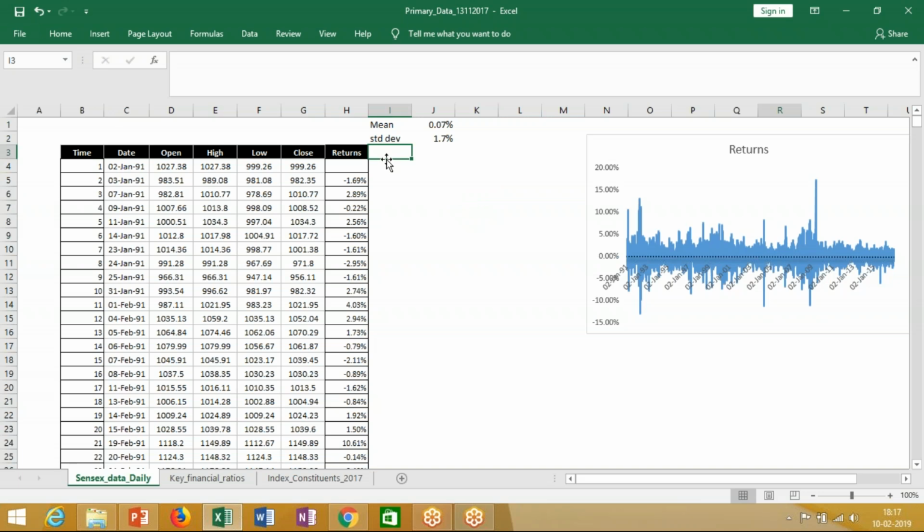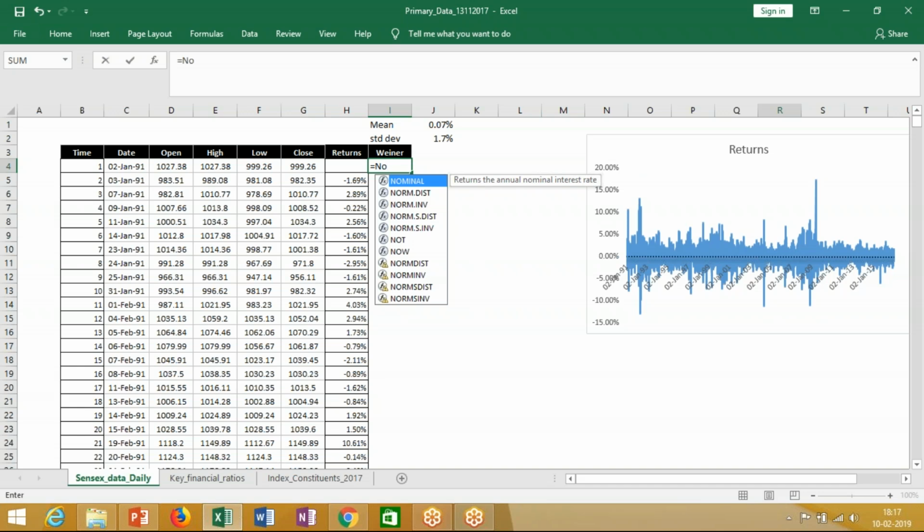Okay, fine. So now let me just replicate the returns series. So over here, what I have is the Wiener variable. This is normally distributed.